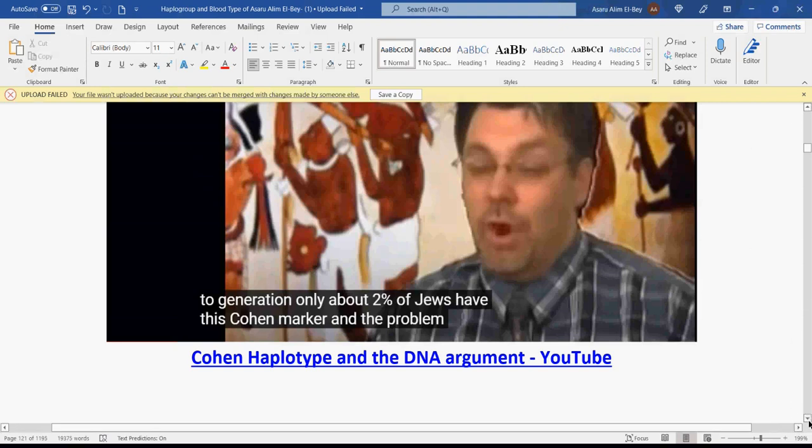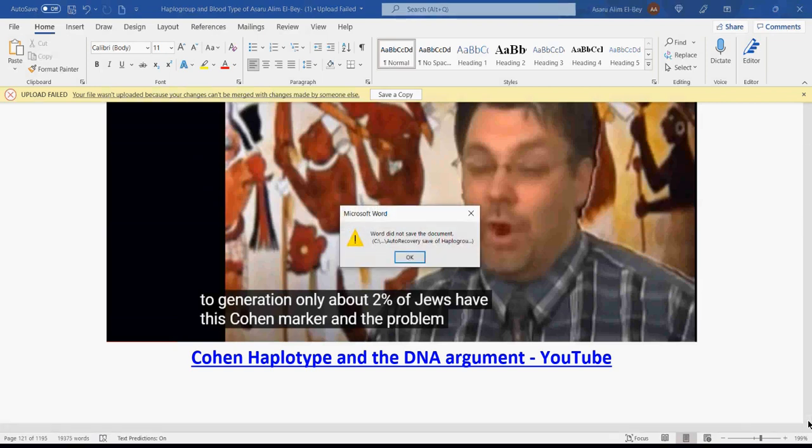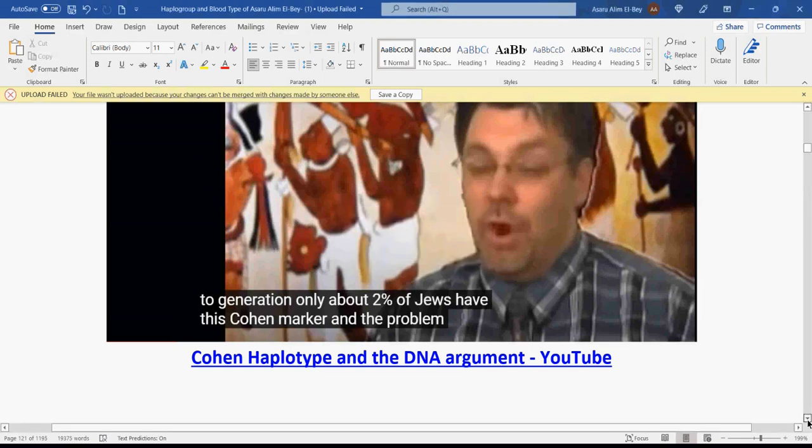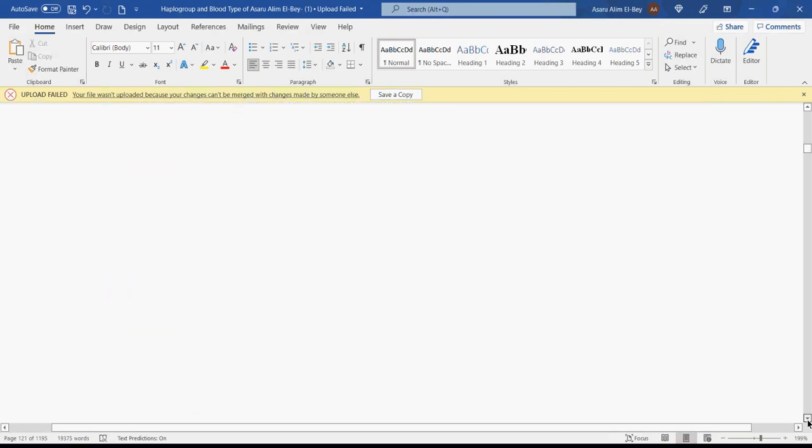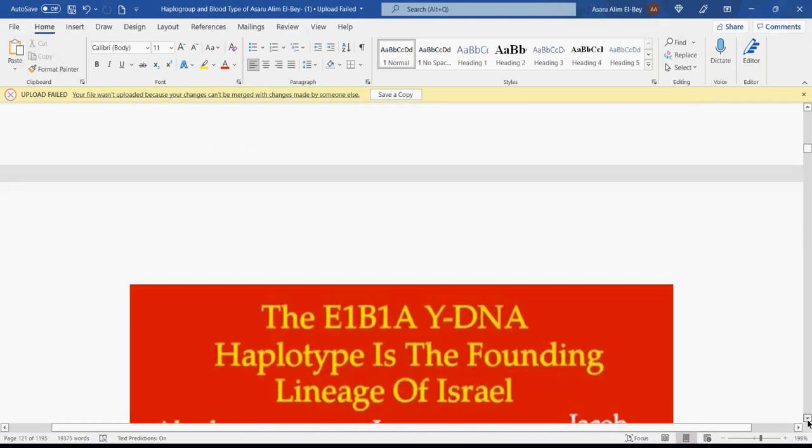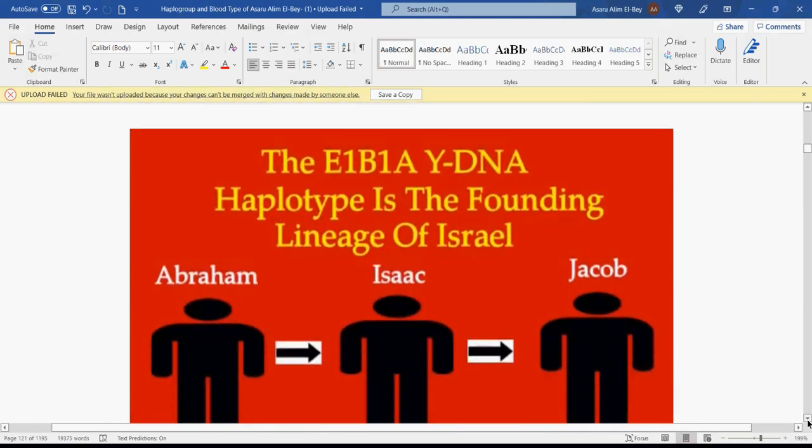Now, it says generally, or generations, only about 2% of Jews have this Kohen marker. Only 2%. Only 2% of the Jews have this genetic marker. So only 2% of them have it, but if they're not descended from the E1B1A, then really they're not, that marker is the T marker, but they're still not predominantly E1B1A, strange as it is. All right, E1B1A, Y-DNA haplogroup, is the founding lineage of Israel.